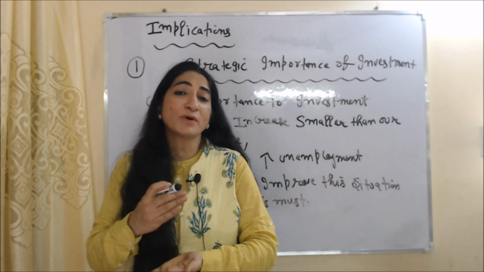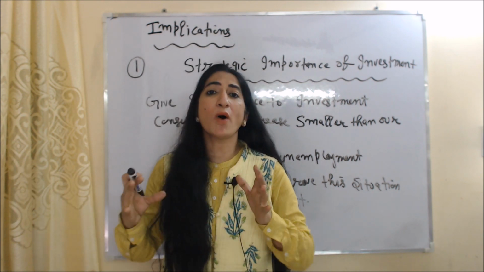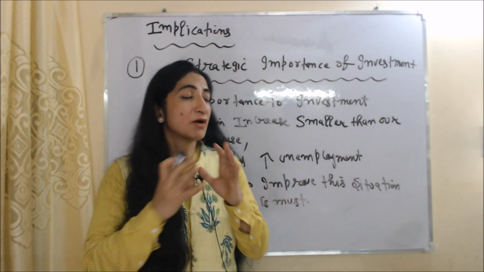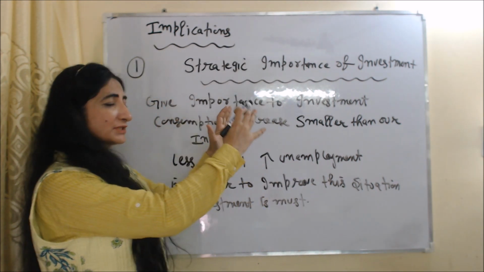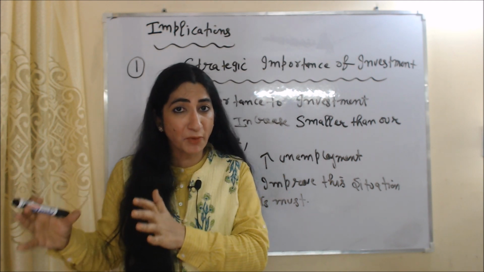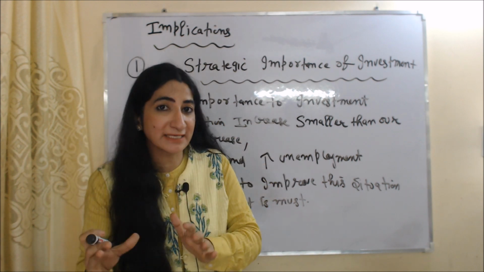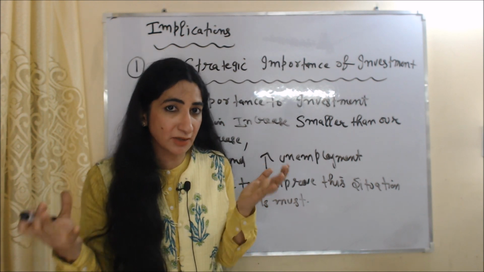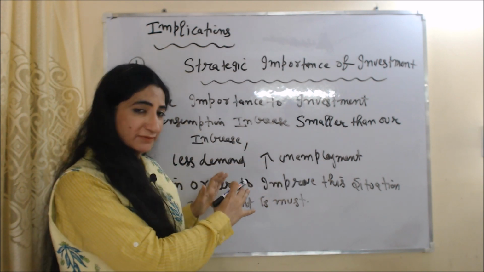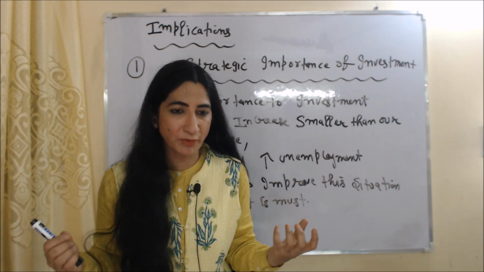Now we are going to talk about some important implications of this law. Implication means the effects of this law, meaning what we came to know through this law. The first implication is the strategic importance of investment. Through this law we came to know investment is very important, because according to this law the increase in consumption is smaller than the increase in income, means there is less demand in the economy. Less demand means unemployment will increase. In order to improve this situation, investment is a must. That's why investment is very important.